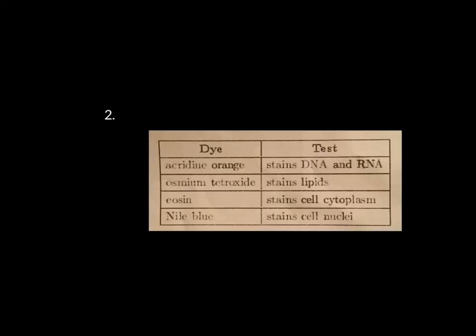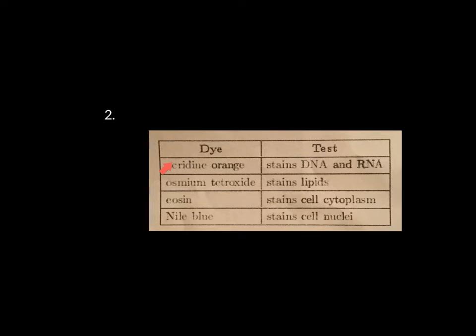Number 2. A lab technician needs to determine whether cells in a test tube are prokaryotic or eukaryotic. The technician has several dyes she could use to stain the cells. 4 of the dyes are described in the table below. Which dye could the technician use to determine whether the cells are prokaryotic or eukaryotic?